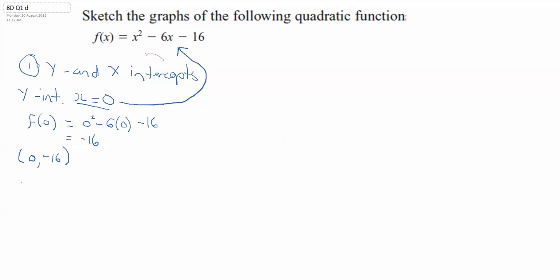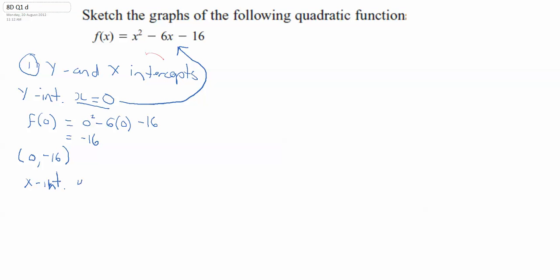For our x-intercept, that's when our y, or our f of x, is equal to 0. So our equation becomes x squared minus 6x minus 16 equal to 0. We need to solve this for x, and we need to first of all factorize the equation.